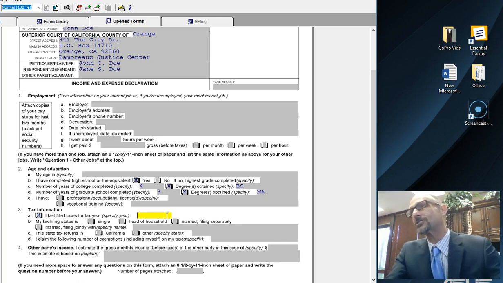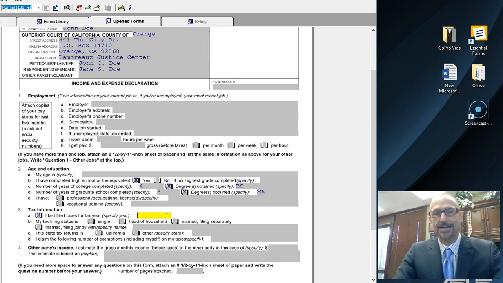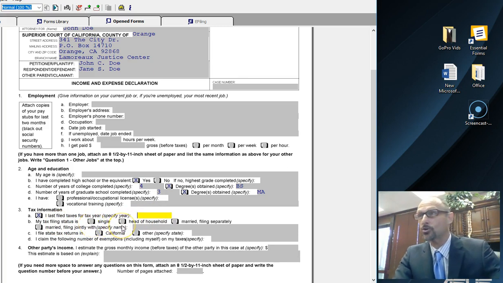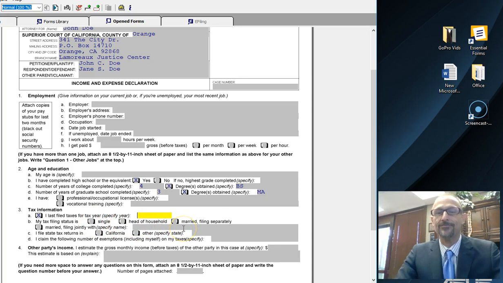If you filed last year, then mark last year's date. If it'd be 2017, 2018, 2019, whatever last year's taxes were, mark that. Your filing status is B. If you filed single, mark single. If you filed head of household, mark that. If you filed married filing separately, there's a box for that.